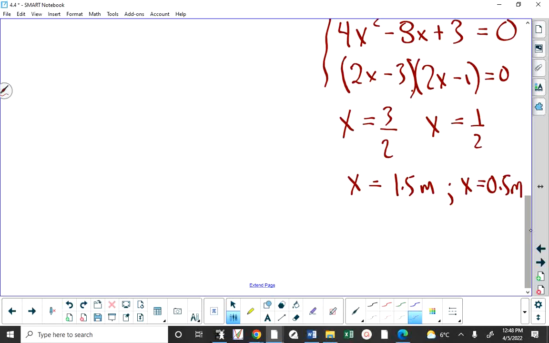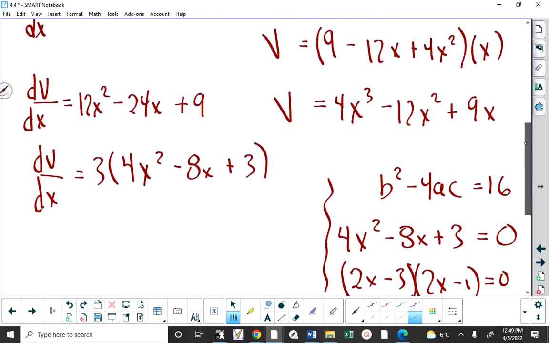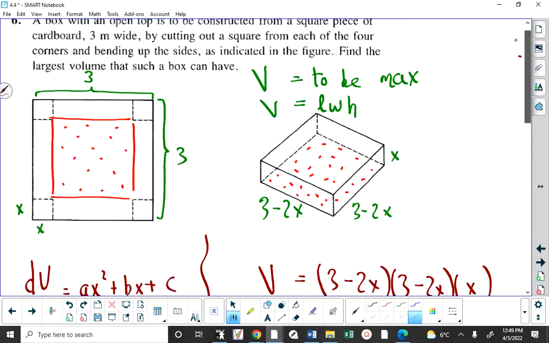You look at the domain of the critical variable, and you throw out any numbers that are not in the domain. And the domain here for this situation, if I go back and look at the diagram, the domain will be that x has to be between 0 and 1.5. It has to be greater than 0, right? You can't have nothing cut out, because then you're just sitting there looking at a flat sheet of paper that's two-dimensional. It's not a box. And you cannot reach 1.5 either.